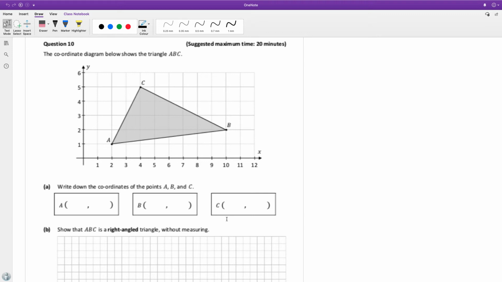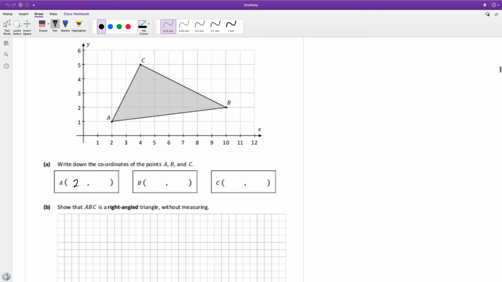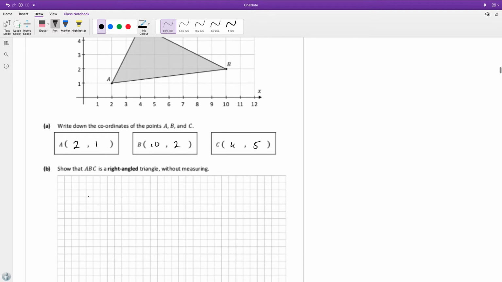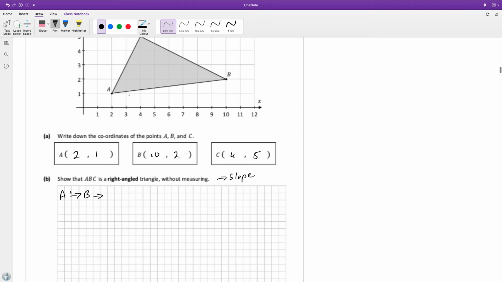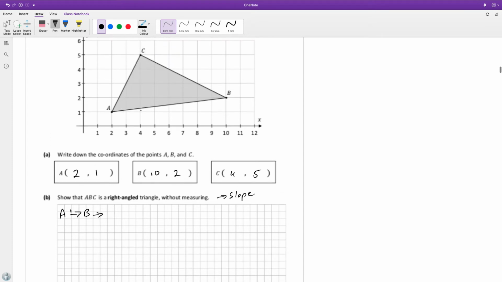Right, so let's have a little look at it. A is the point 2, 1. B is the point 10, 2. And C is the point 4, 5. So, show that ABC is a right angle without measuring. We're going to look at the slope. One way you could have done it is with rise over run. A to C runs 2 and rises from 1 up to 5, which is 4 over 2, which is 2.